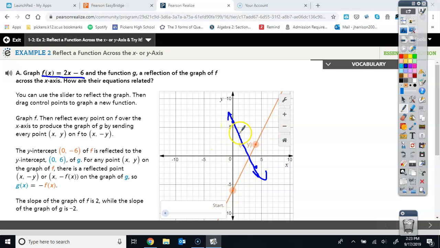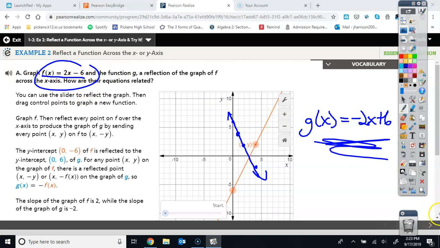So it reflects across the x-axis. Notice this equation now is down 2 over 1 and begins at +6. That means my new function, when I flipped it across the x-axis, is completely opposite of that one. Or in other words, the new function g of x is equal to the opposite of f of x, a negative times everything.